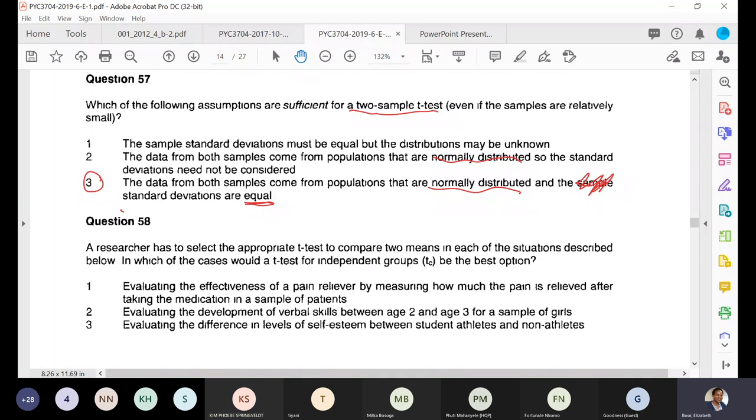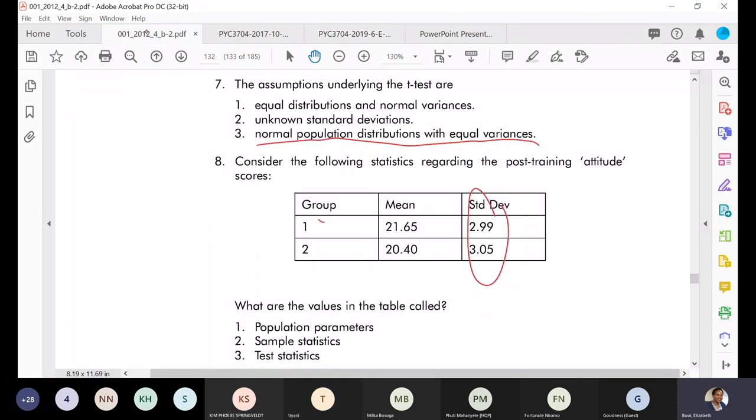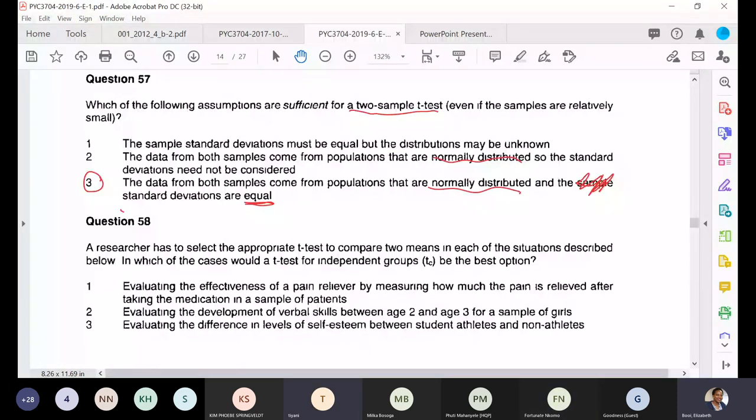And usually the test won't be the same. So group one has a different standard deviation, which is the same as a different variance, because the standard deviation is the square root of your variance, which is different. This value is different from that value. So that's why sometimes it's very confusing.